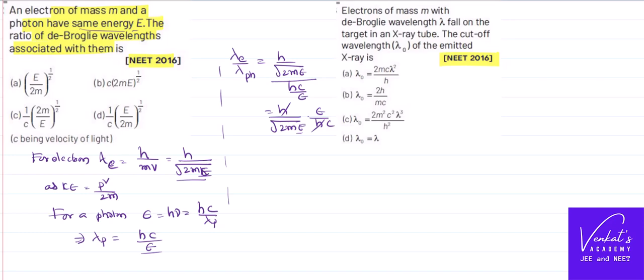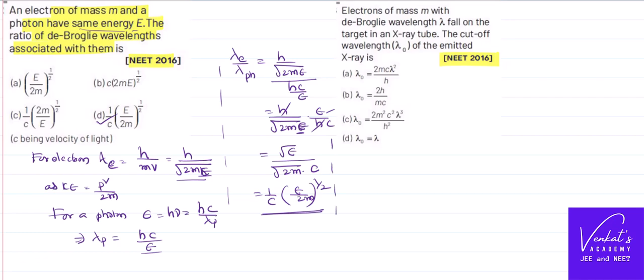So what is remaining? If you simplify this, out of the square root of energy, one energy can be cancelled, that is root E by root 2m and c. So the answer is 1 by c of E by 2m under square root, that is to the power of half. Option 4 is the answer for that problem.